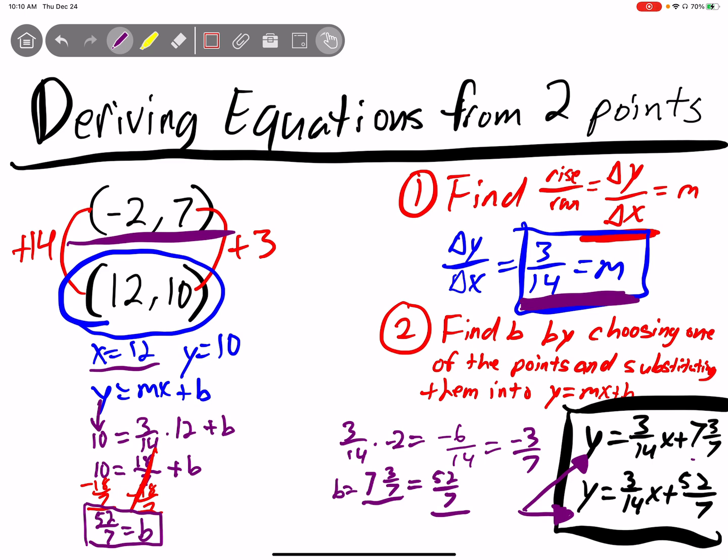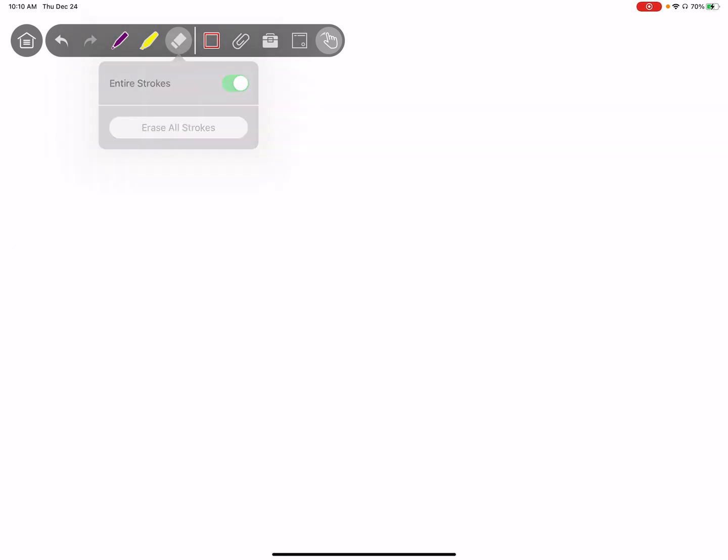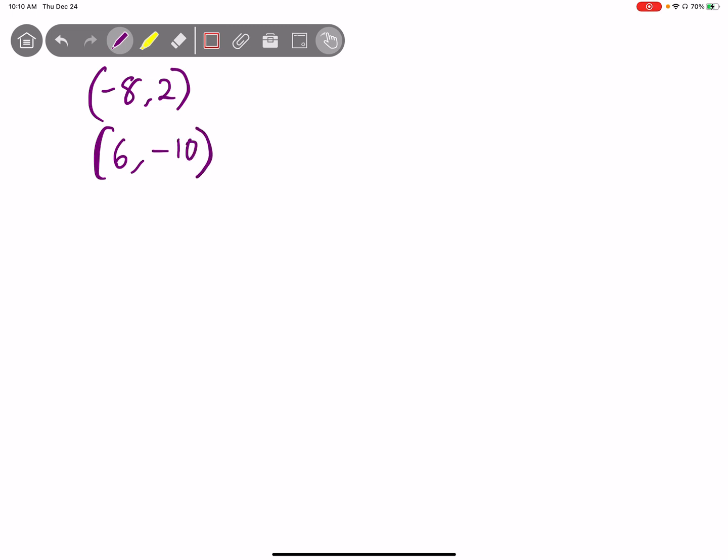So let's try one more. I'm going to have you work on this one. Let's pick the points (-8, 2) and let's go with (6, -10). Why not?